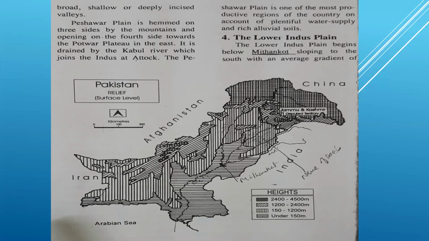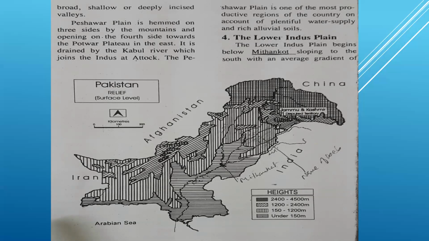The Peshawar plain is hemmed in on three sides by the mountains and opens on the fourth side towards the Potohar plateau in the east. It is drained by which river? By the Kabul River, which joins the Indus at Attock. The Peshawar plain is one of the most productive regions of the country. It can be asked in MCQs. It is one of the most productive regions of the country on account of the plentiful water supply, and that is rich land and rich alluvial soil.